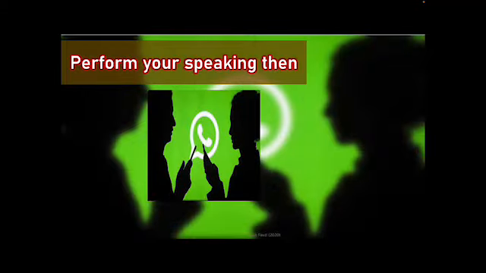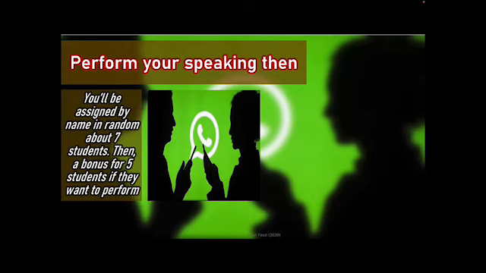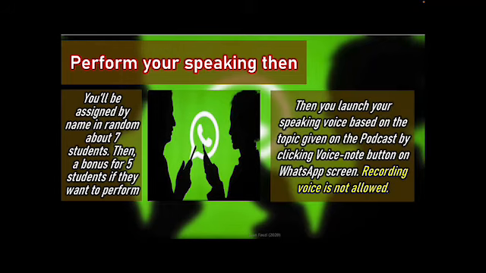Well, perform your speaking then, and you will be assigned by name at random, about 7 students, then a bonus for 5 students if they want to perform. As usual, I invite 7 students on the WhatsApp platform. Then after that, you may decide yourself for the 5 students if you want to perform, which is the bonus for you. Then you launch your speaking voice based on the topic given on the podcast by clicking the voice note button on the WhatsApp screen. Recording voice is not allowed. It means that you should speak live by clicking the button, not by recording.